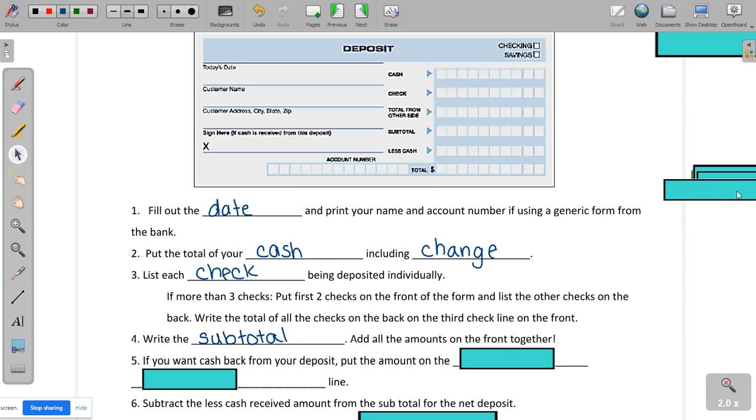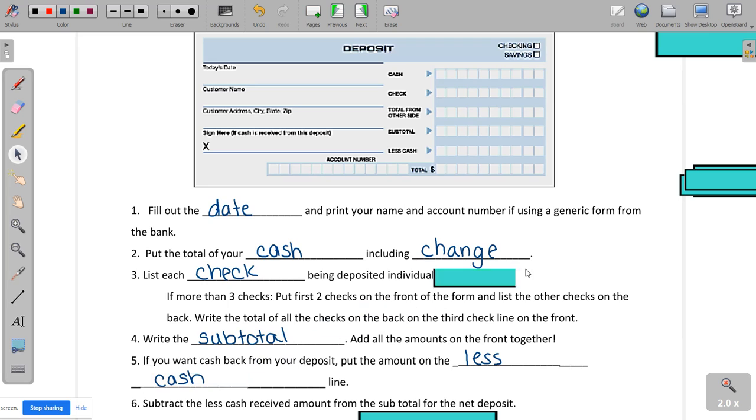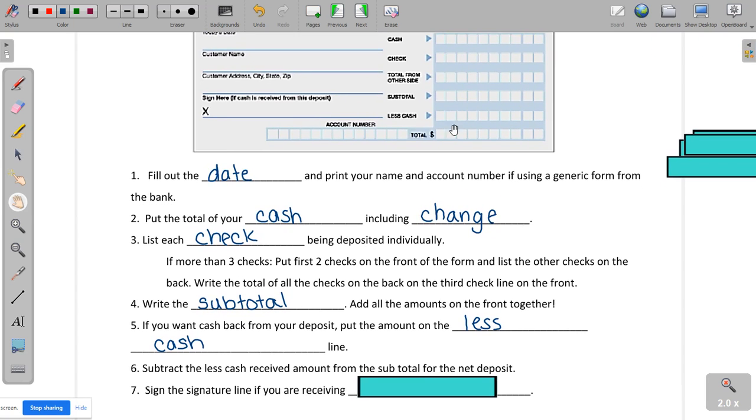Then you're going to write the subtotal. So you're going to add your cash and all your checks and write your subtotal on this line. And then if you want cash back from your deposit, you put the amount on the less cash line. So any money you want back in cash, you're going to put that amount here. And then you're going to subtract those two amounts to get your net deposit, what's actually going into your bank account. The last thing you do is you sign if you're getting cash back. You do not sign if you're just depositing money in.